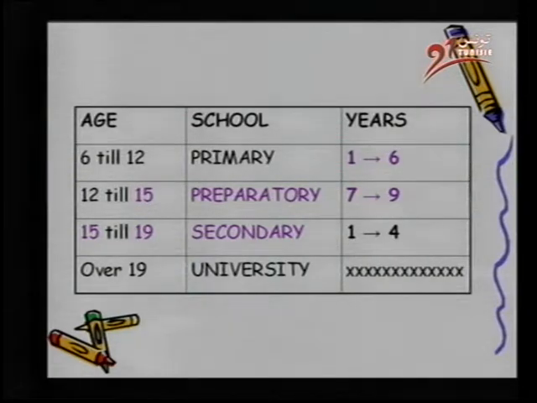Yes, good. So, first, at age 6, students start primary school. They have to stay there until the age of 12. This is the primary stage, and there are 6 forms. Then, from 12 till 15, the preparatory stage, from level 7 till level 9. And then at the secondary school, it is age 15 till 19, and the forms are from 1 to 4.